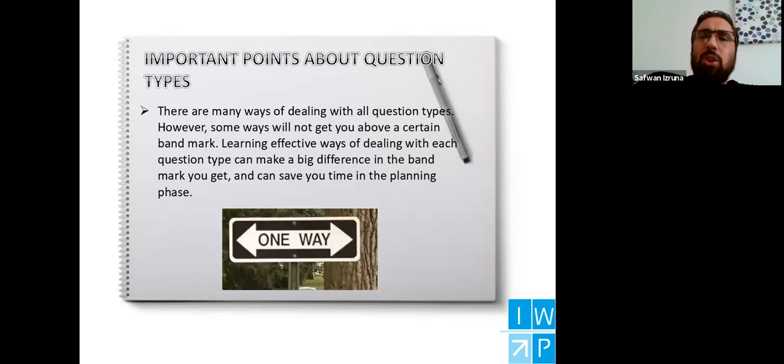Okay, so of course, there's not just one way. You could answer the question in different ways. Some ways are better than others.